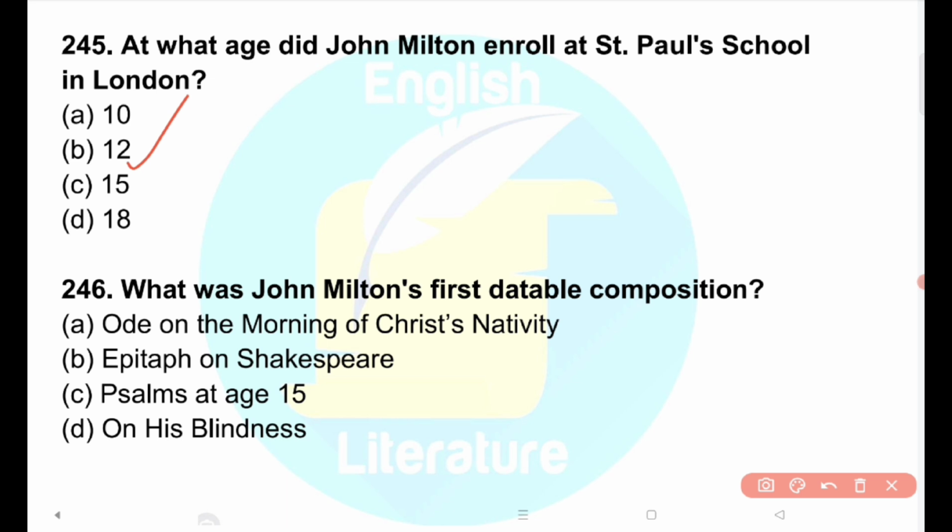What was John Milton's first datable composition? Option C, a psalm written at the age of 15, in 1624.